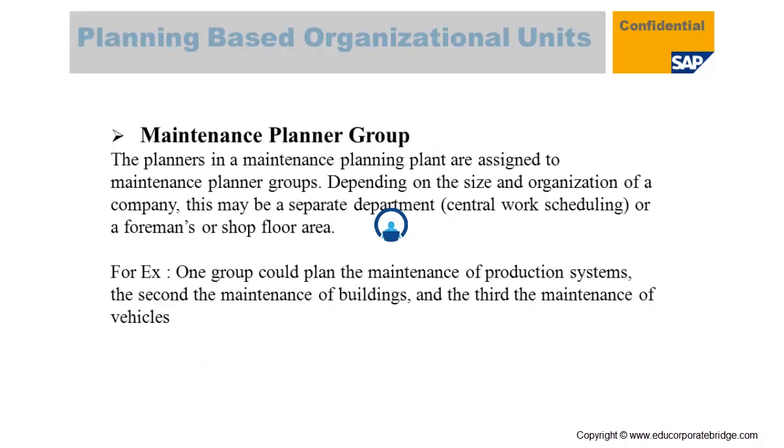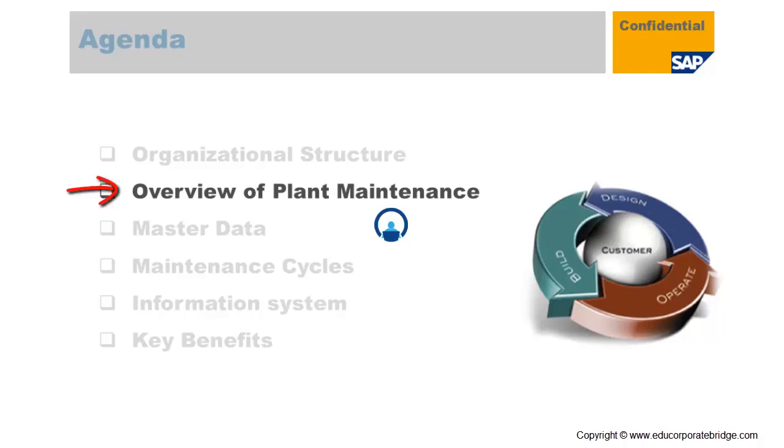The planner group: the maintenance planner group is assigned to the planning plant depending on the size of that particular organization or company. For example, a group can be planned for the maintenance of the production system, or the maintenance of a building, or the maintenance of a vehicle. So a group of people can manage three different activities within that particular plant.